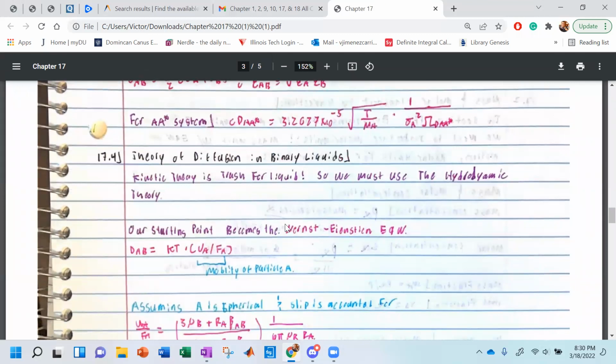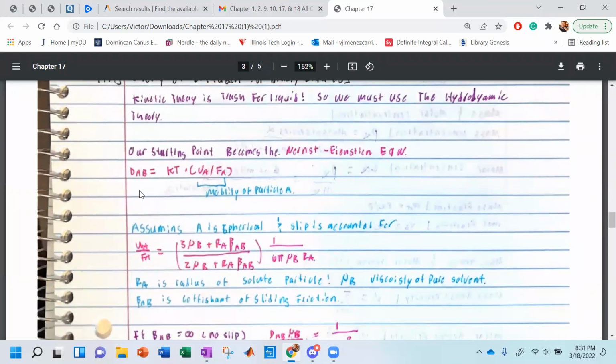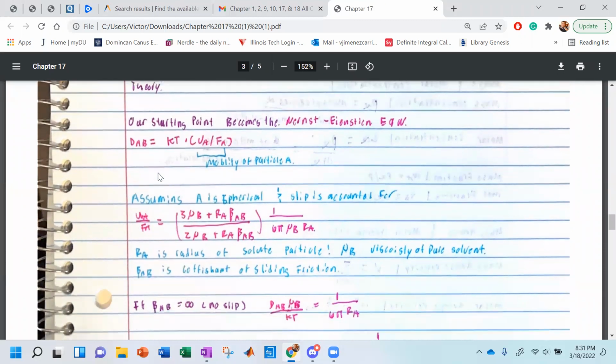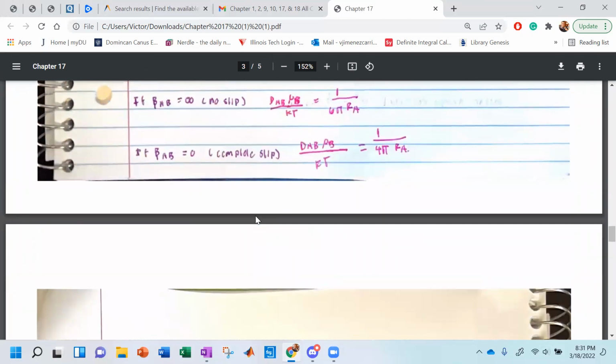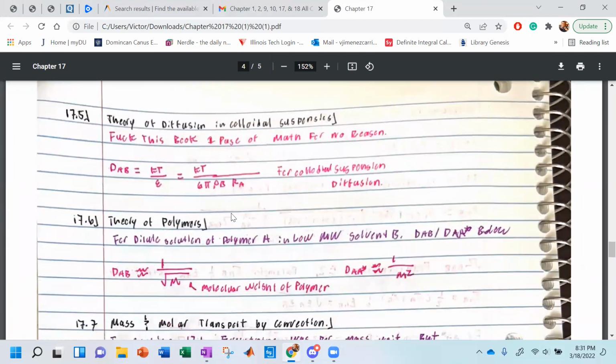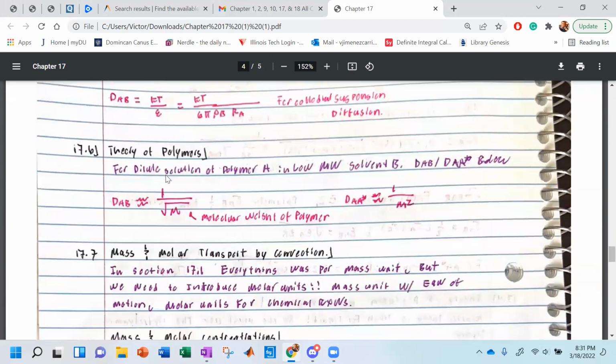Theory of diffusion in binary liquids. This is where things get kind of annoying because basically all of these sections give you a way to calculate diffusivity. You should just be given these numbers. But if not, here are all the conditions for it. Nothing crazy. I don't really think this section is important. I spent a lot of time reading it. It's just literally, if you have a polymer, use this equation. If you have a colloidal system, use this equation.